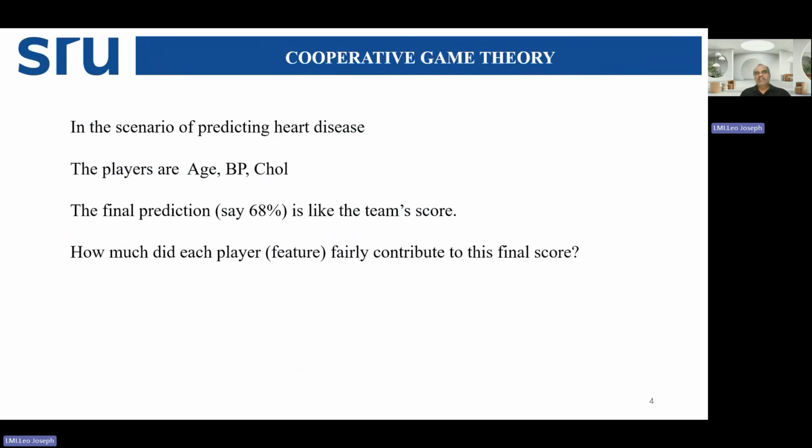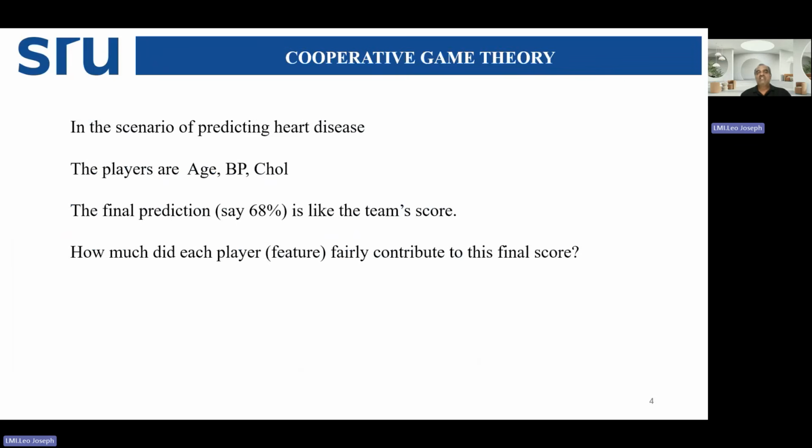So in the scenario of predicting heart disease, we are taking 3 parameters. If you are not watching this video in sequence, you can watch my video online. There we have created one small example, heart disease prediction based on age, BP and cholesterol. So here age, BP and cholesterol are referred to as players, 3 players. Everything we are calling a player. And the final prediction is 68%. This person has a 68% likelihood of heart disease. This is the likely score, and that is also what we call the team score.